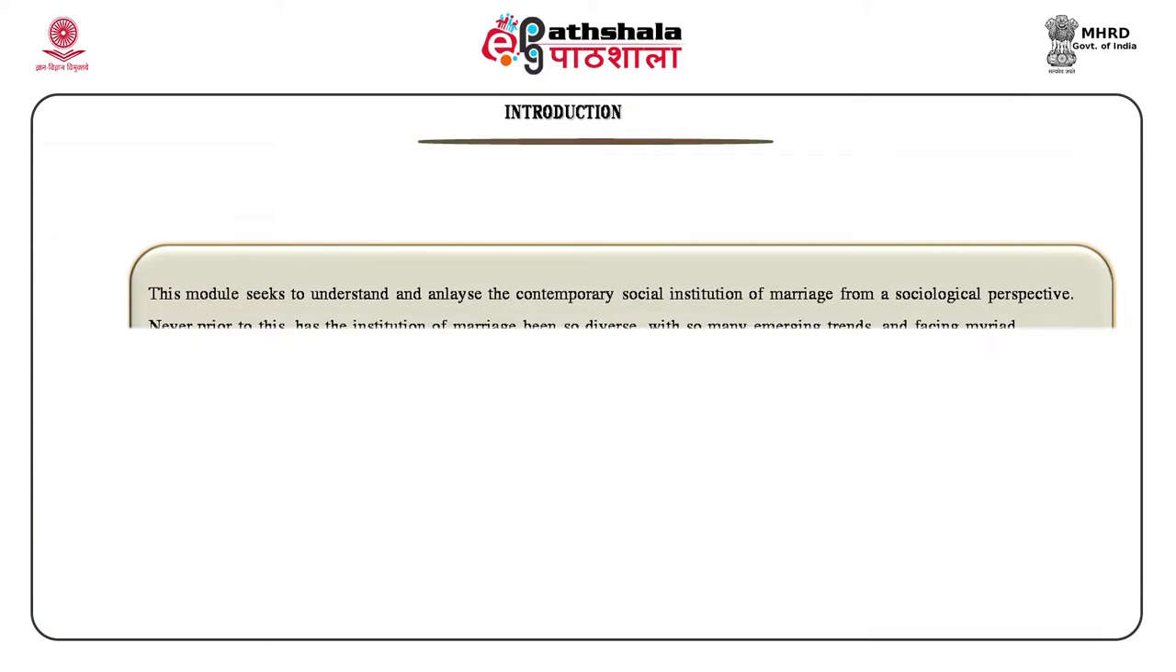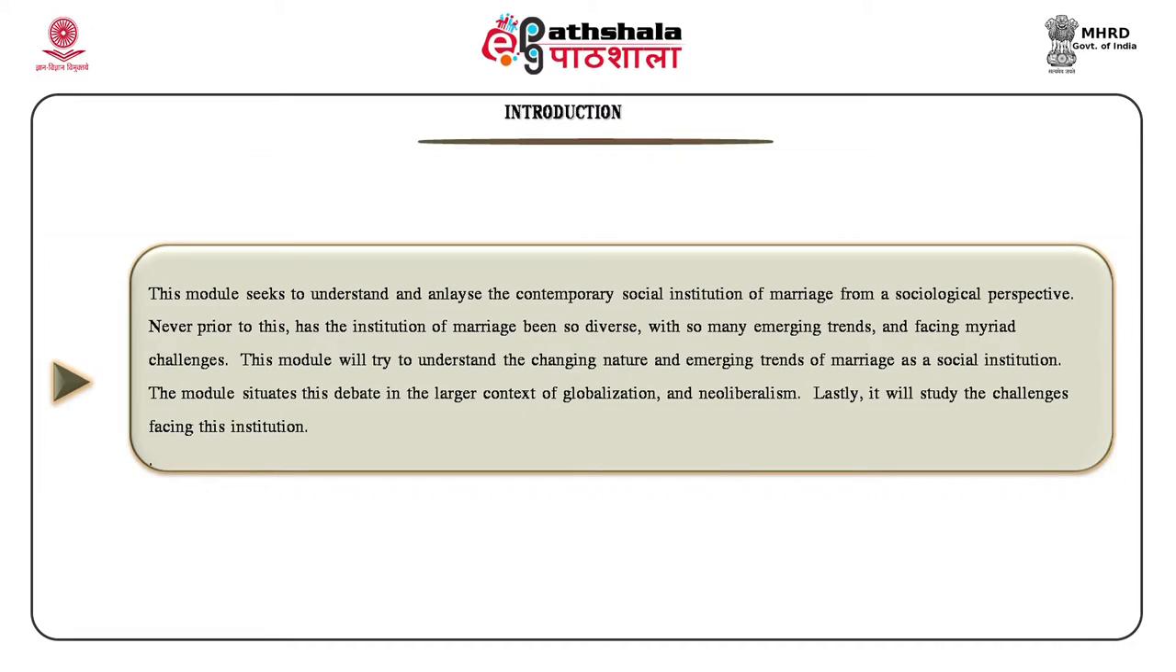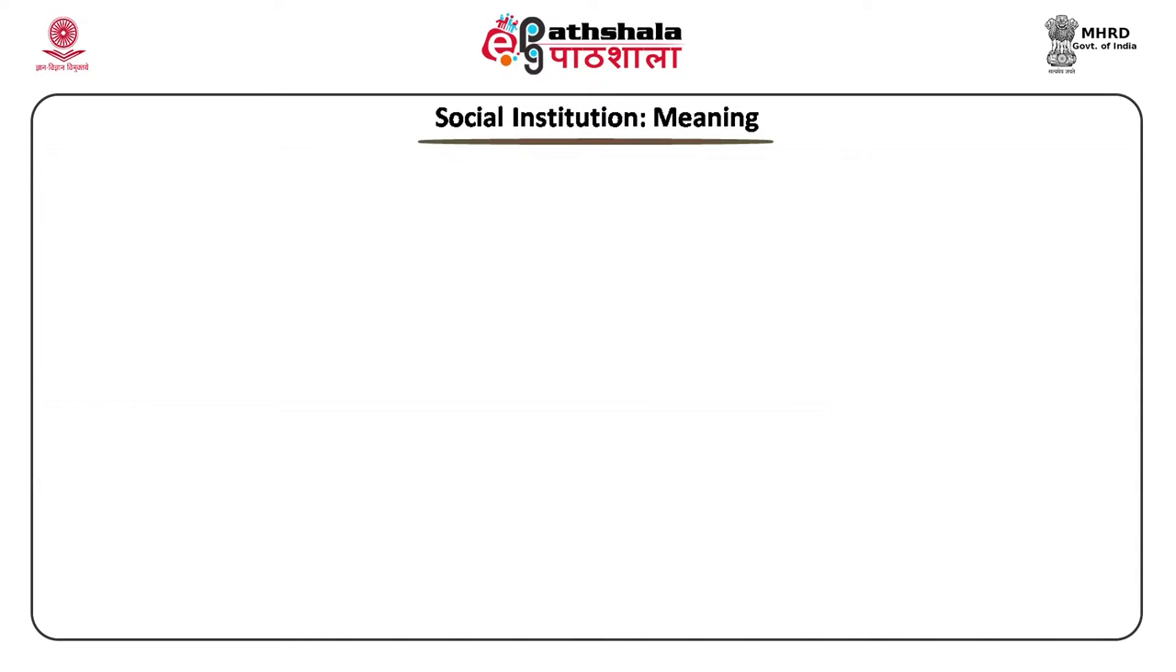Introduction. This module seeks to understand and analyze the contemporary social institution of marriage from a sociological perspective. Never prior to this has the institution of marriage been so diverse, with so many emerging trends and facing myriad challenges. This module will try to understand the changing nature and emerging trends of marriage as a social institution. The module situates this debate in the larger context of globalization and neoliberalism. Lastly, it will study the challenges facing this institution. Let us begin by understanding the concept of social institution.